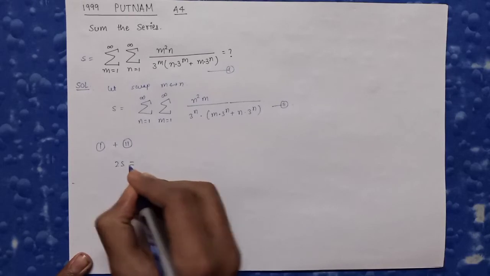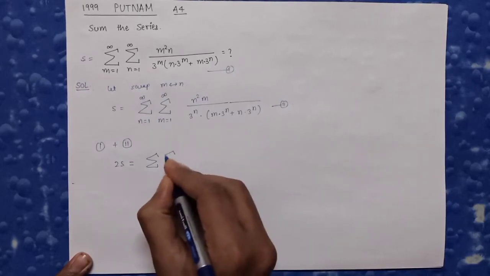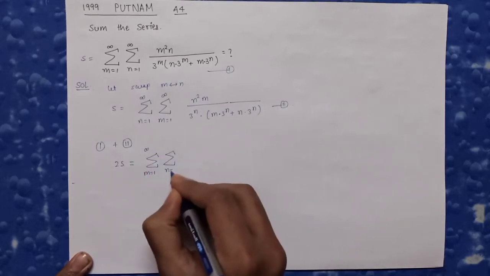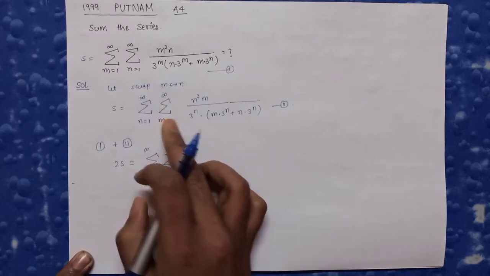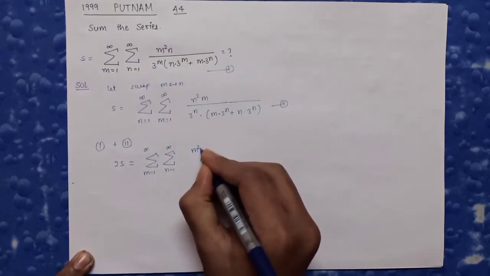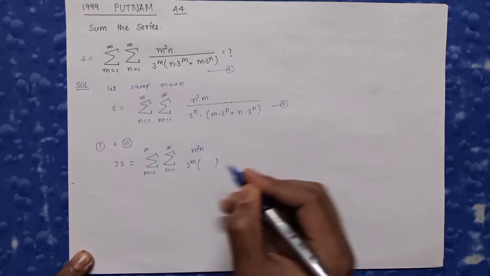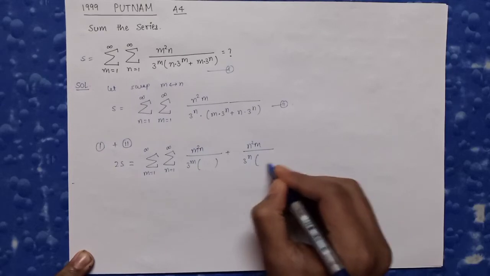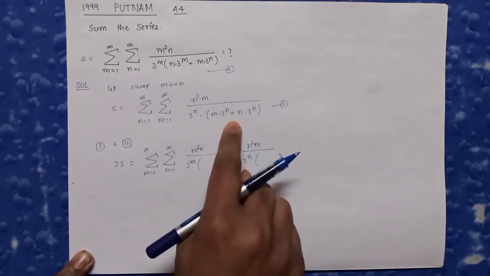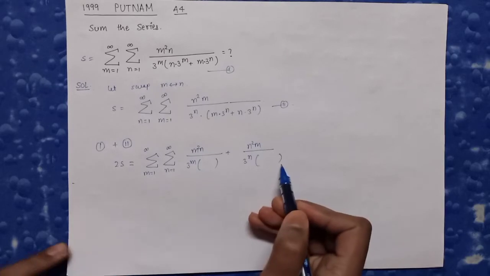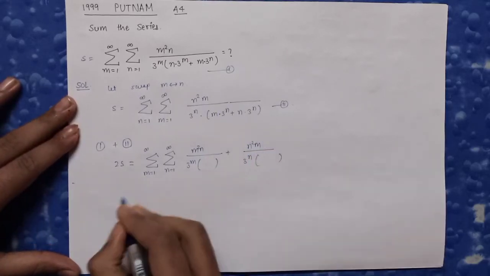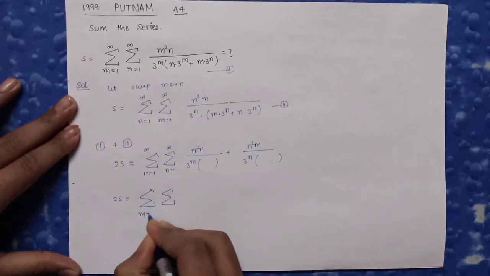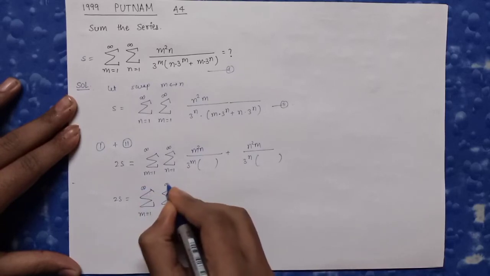What I'll get is 2S equals the sigma, since the sums are the same, so we can add over it. 2S equals the sum over m from 1 to infinity and n from 1 to infinity of m square n divided by 3 raised to the power n and this bracket, plus n square m divided by 3 raised to the power n and this bracket. These both brackets are the same, so I have just used that to represent the bracket terms.